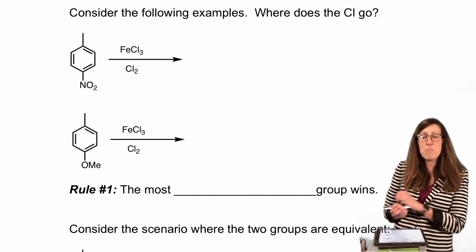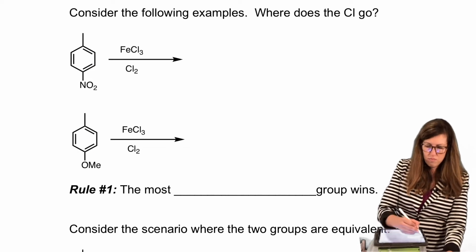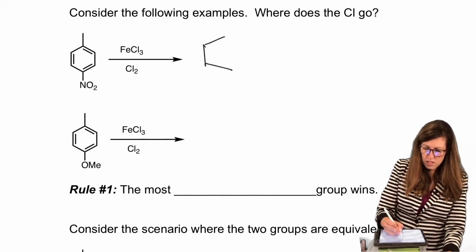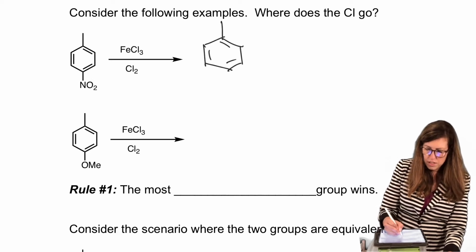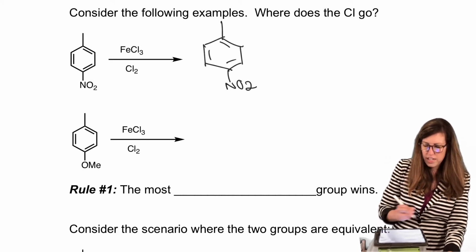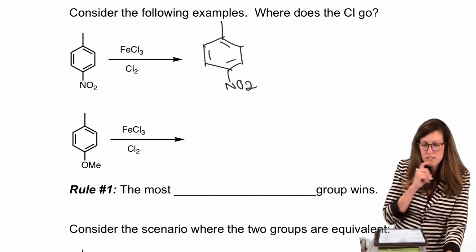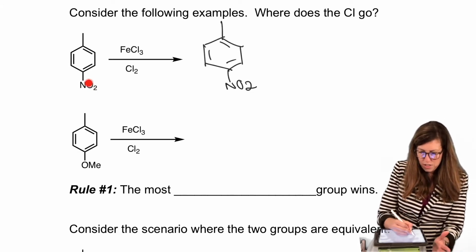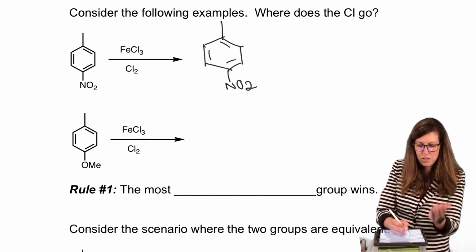We're going to chlorinate both of those guys down there, this one and this one. Let's start with the first one. Where does that chlorine go? Methyl at the top, nitro at the bottom, that doesn't change. You might say, oh, great, who do I pay homage to, this nitro or the methyl? Who wins? Who's the boss? Who tells the chlorine where to go?